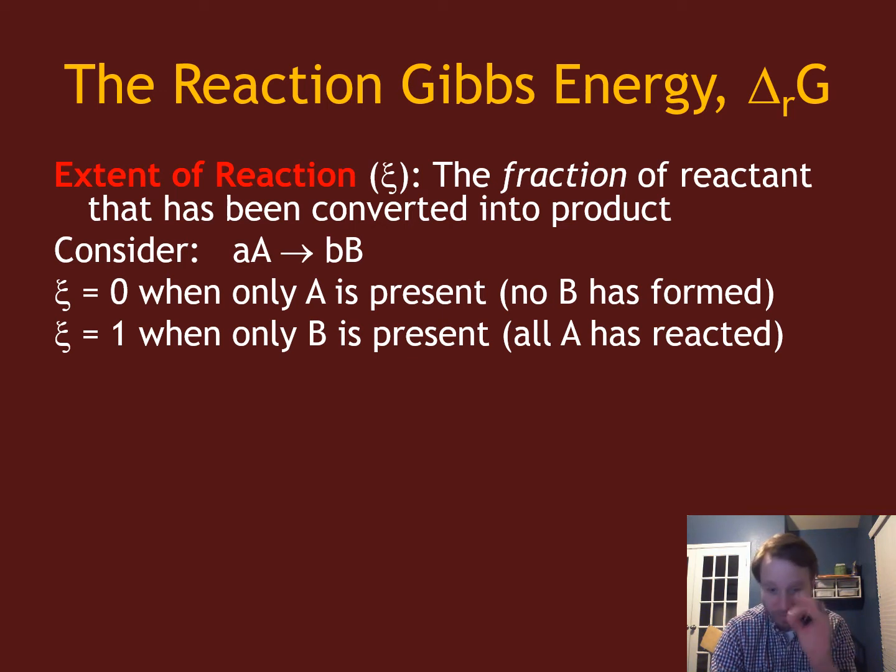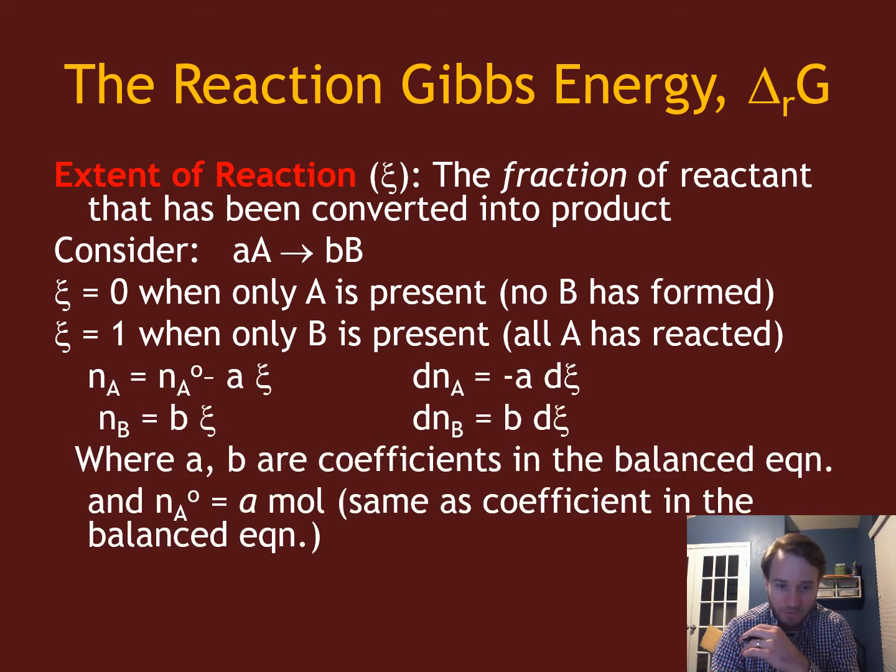Let's just consider a simple reaction, A going to B, with stoichiometric coefficients a and b. We're going to define the extent of reaction as the fraction of the reaction that's occurred. When the extent of the reaction is 0, all A is present, there's no B. When the extent of the reaction is 1, no A is present, and it's just left with B. So 0, no reaction has happened yet. 1, everything's reacted.